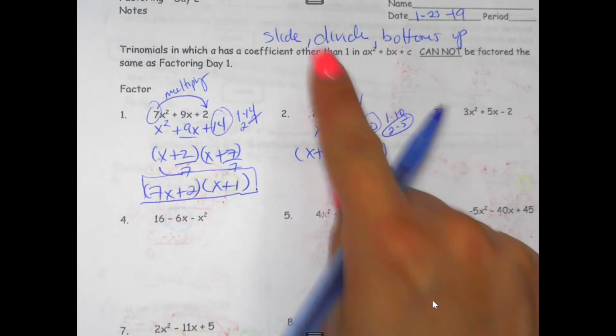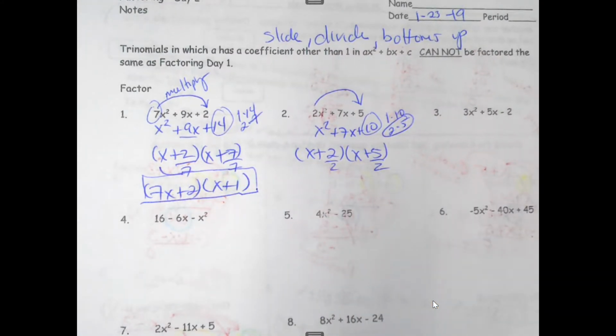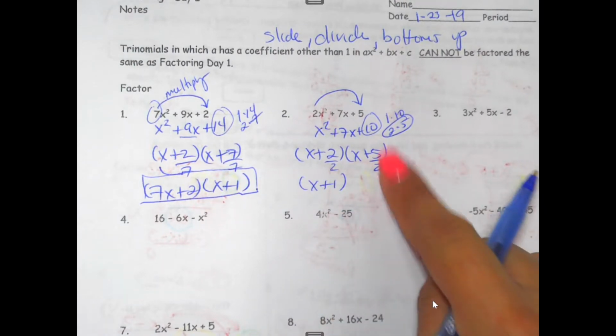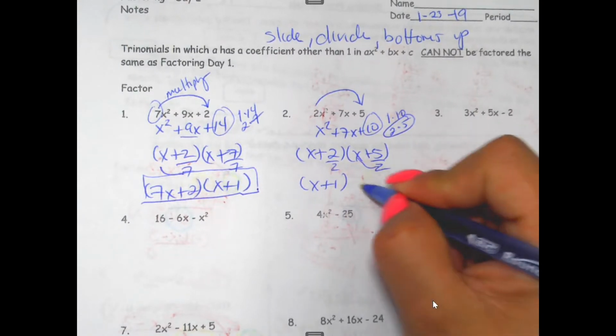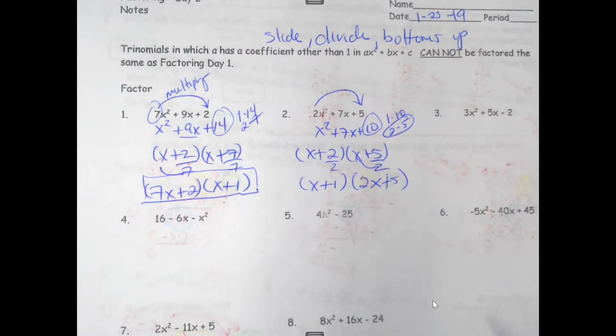Now we're going to divide by the number we multiplied, 2. This simplifies to give me x plus 1, but this does not simplify to a whole number, so we do bottoms up. The 2 goes in front of the x, and the 5 stays. And this is our answer.